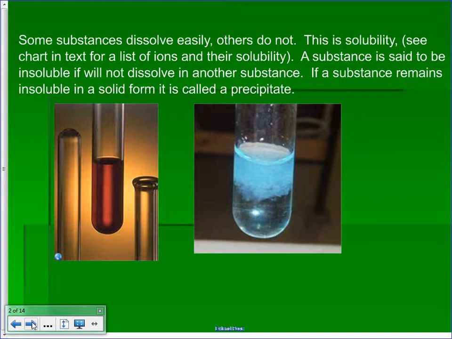Obviously some things dissolve more easily than others. The degree to which something dissolves in something else is called solubility. It doesn't have to be water, but most often it is. I mean, that's what we dissolve most things in. Is everything soluble in water?